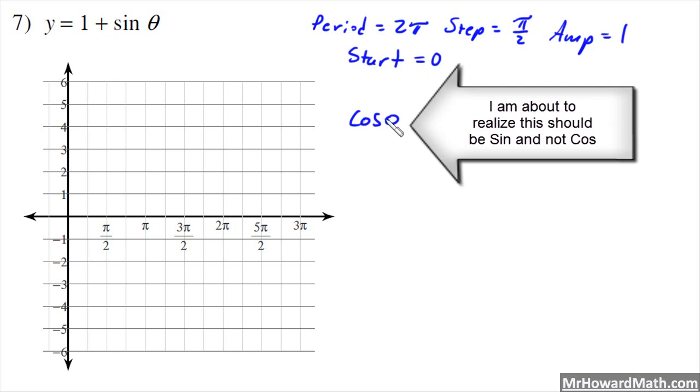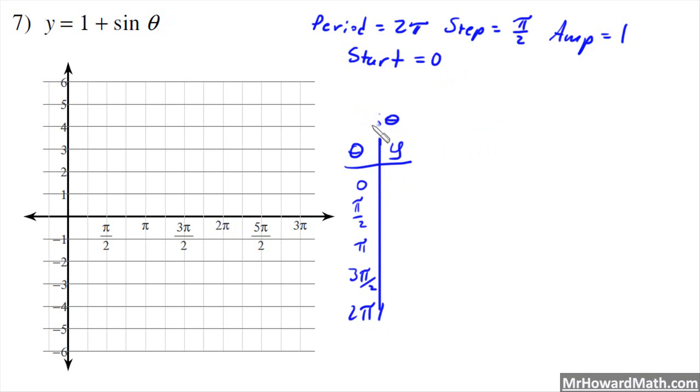So graph theta and y. So 0, pi over 2, pi, 3 pi over 2, and 2 pi. For cosine, start with... whoops. This is sine, isn't it? Yes, it is. So let's change that. Got used to doing cosine. So sine theta. Sine is the y value on the unit circle. So it's 0, 1, 0, -1, 0.